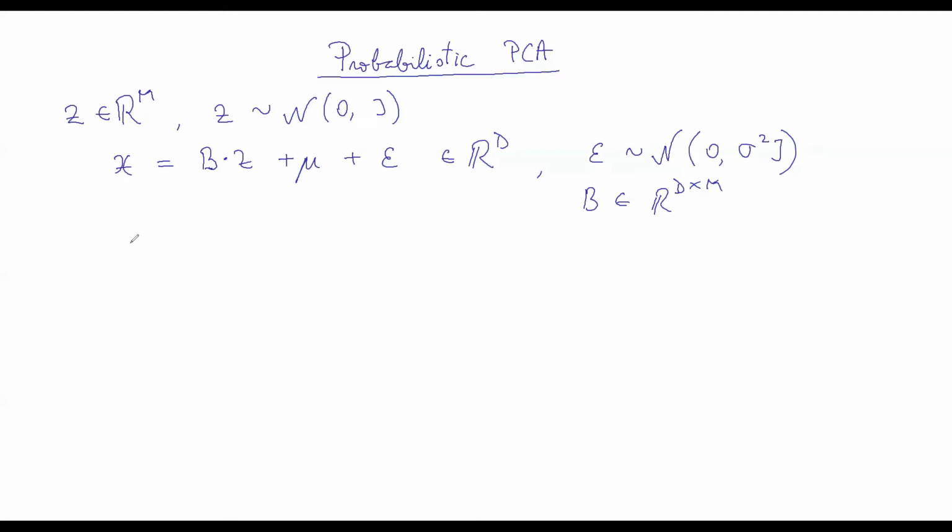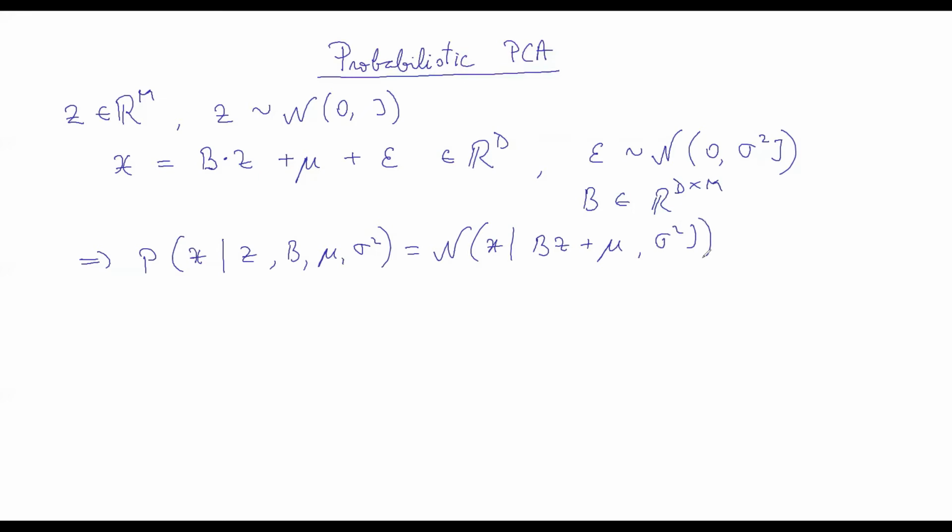If you think about it like that, simply because z is normally distributed and epsilon is normally distributed, it implies right away that x, seen as a random variable depending on z, B, mu and sigma squared, is a normally distributed variable with mean Bz plus mu and covariance sigma squared times I. And if you also want to think about the joint probability distribution of x and z given B, mu and sigma squared, then just like in some of the previous lectures, it's the probability of x given z, B, mu, sigma squared times the probability of z.